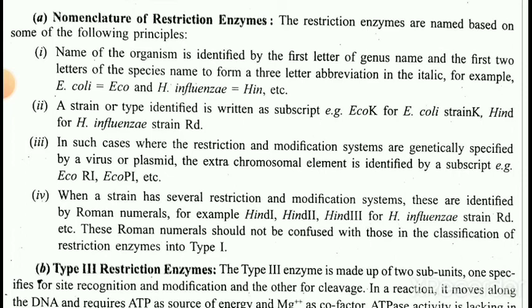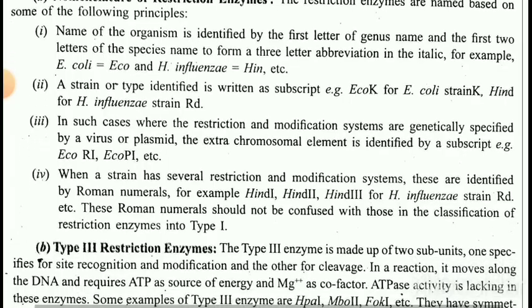2. A strain or type identification is written as a subscript, e.g. EcoK for E. coli strain K, HinRd for H. influenzae strain Rd. 3. In cases where the restriction and modification systems are genetically specified by a virus or plasmid, the extrachromosomal element is identified by a subscript, e.g., EcoRI, EcoPI, etc. 4. When a strain has several restriction and modification systems, these are identified by Roman numerals, for example HindI, HindII, HindIII for H. influenzae strain Rd, etc. These Roman numerals should not be confused with those in the classification of restriction enzymes into type 1.